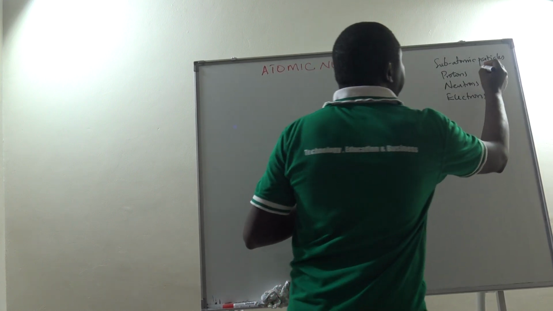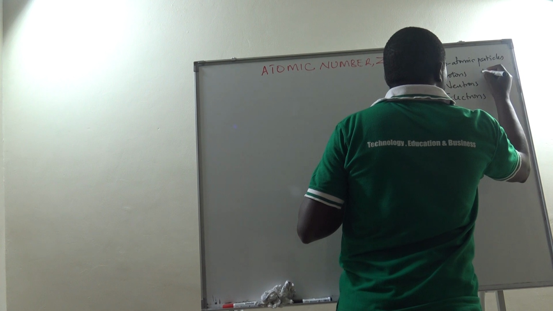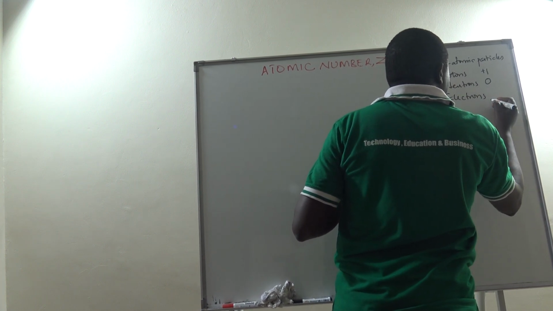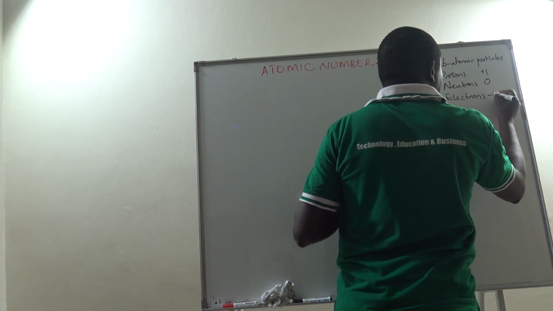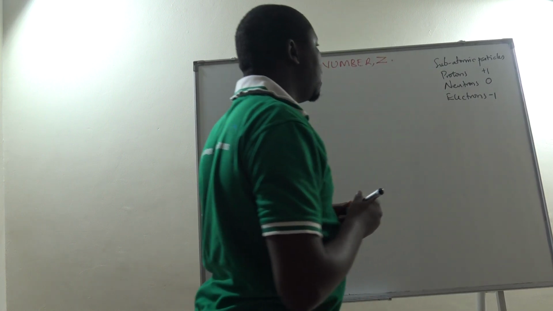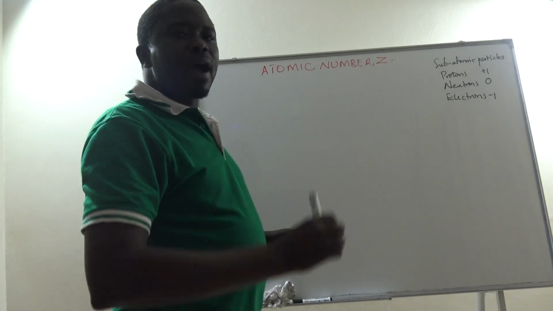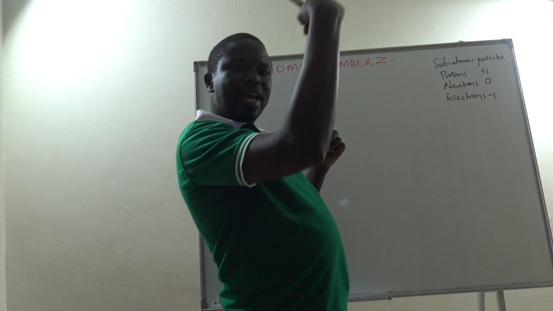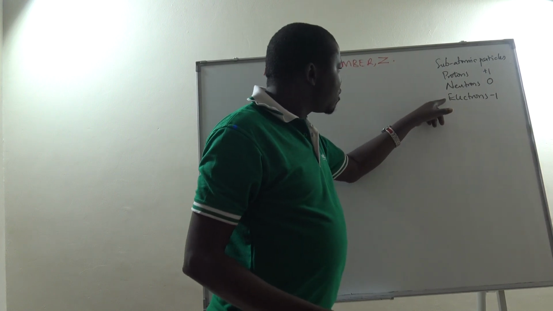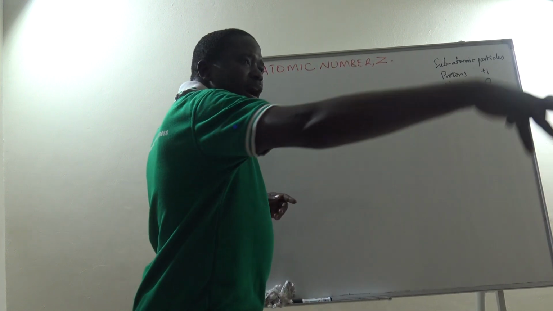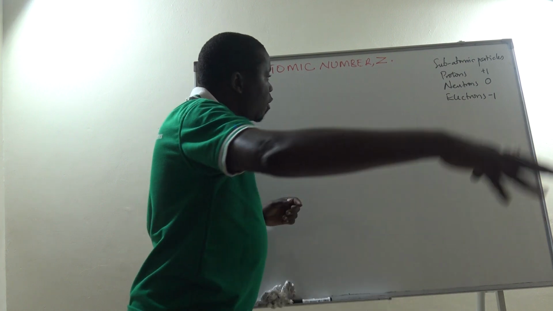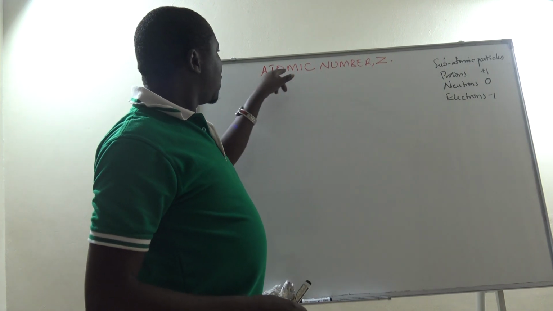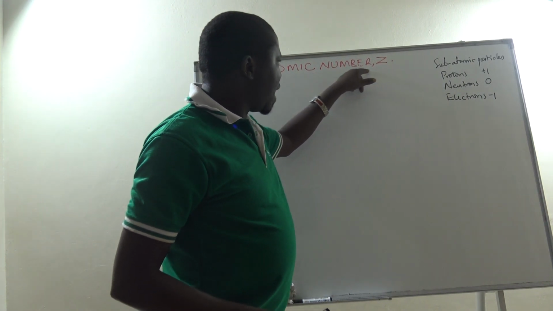So protons are positive particles, and each proton has a charge of positive 1. A neutron is a neutral particle with no charge, and an electron is a negative charge particle with a charge of negative 1. So those are the subatomic particles. And remember that the protons and neutrons abide inside the nucleus, while the electrons are found moving around the nucleus in shells or orbits or energy levels. That is what we saw. So let us look at what we call atomic number.